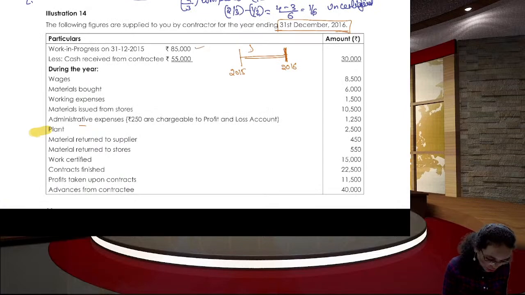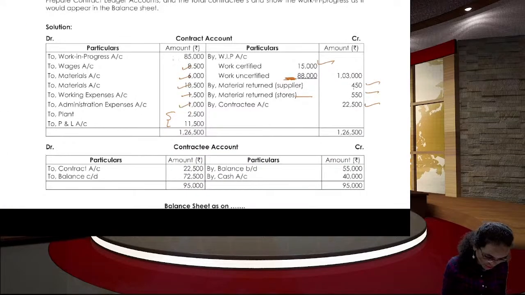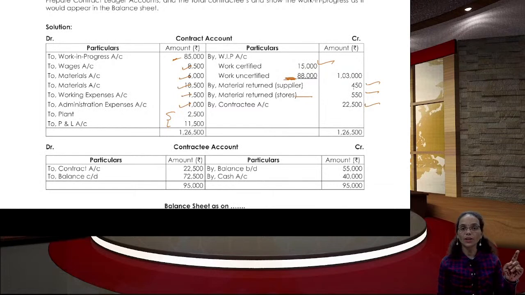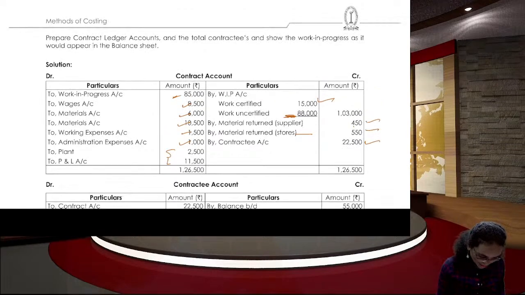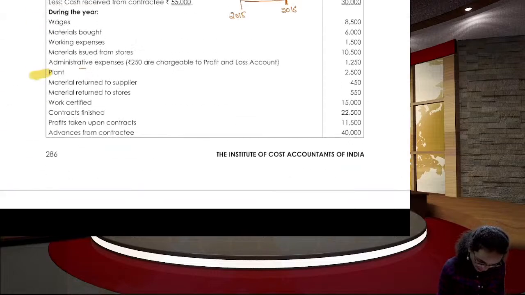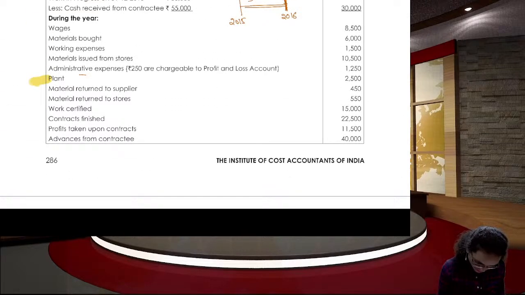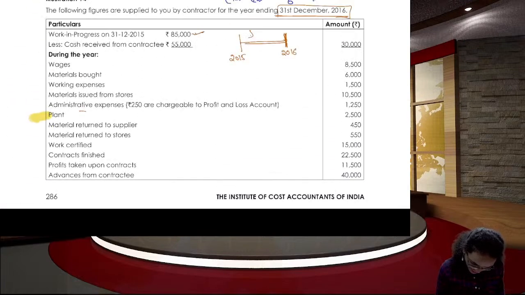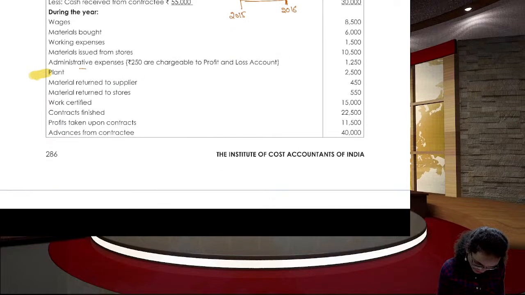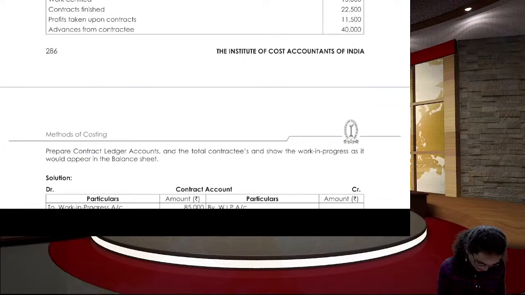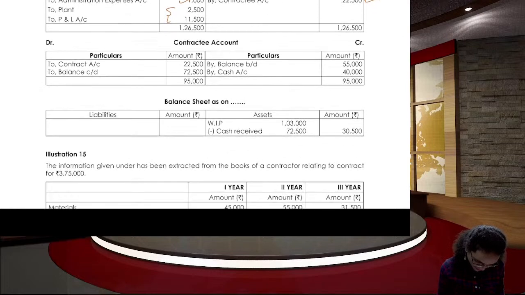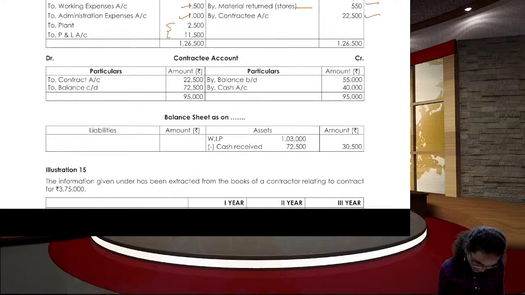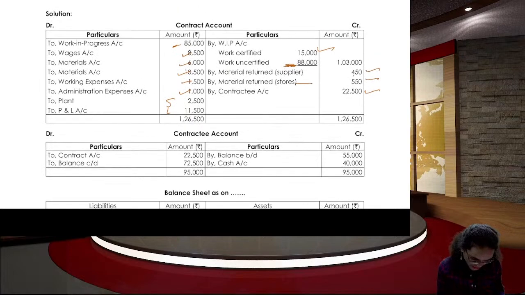We have this one, opening work in progress 85,000. You take opening work in progress. And I already told you cash received and advance received will not form part of your contract account. You should not write in the contract account. So what is a work in progress? Is a work in progress information given? 88,000. Work uncertified.